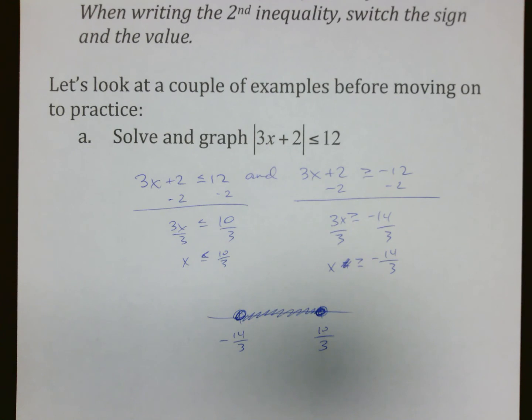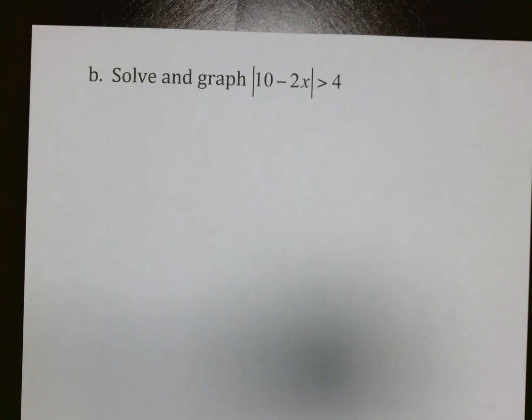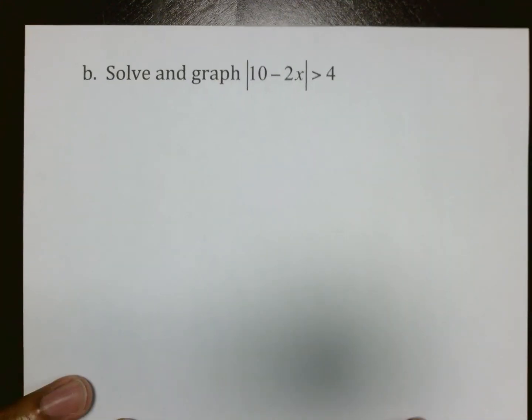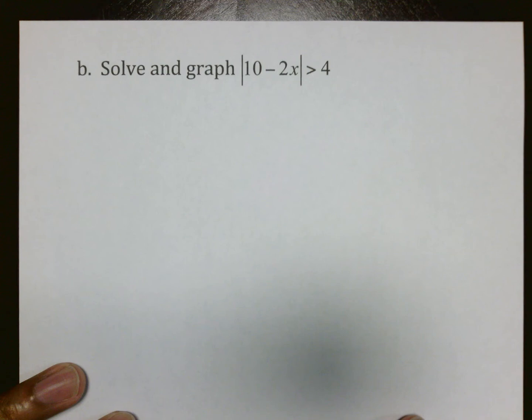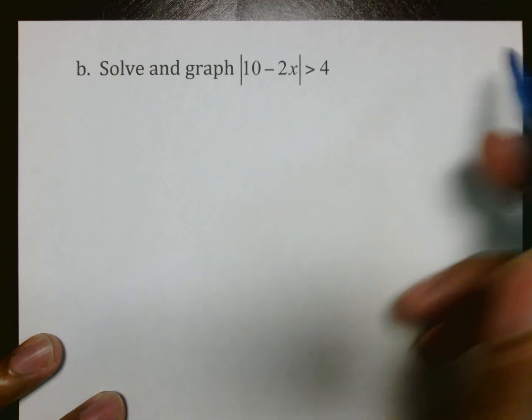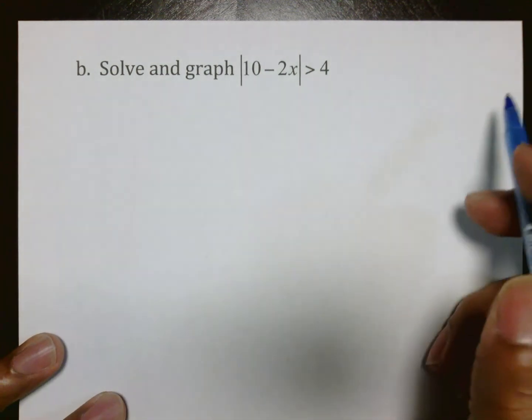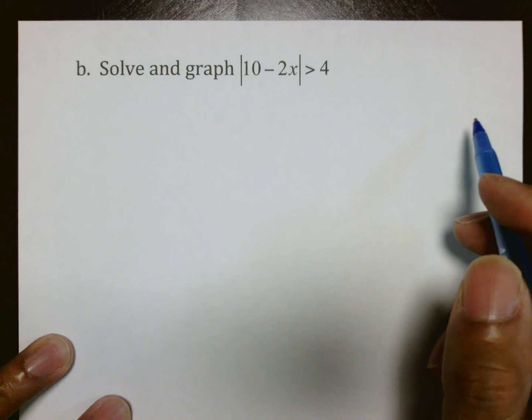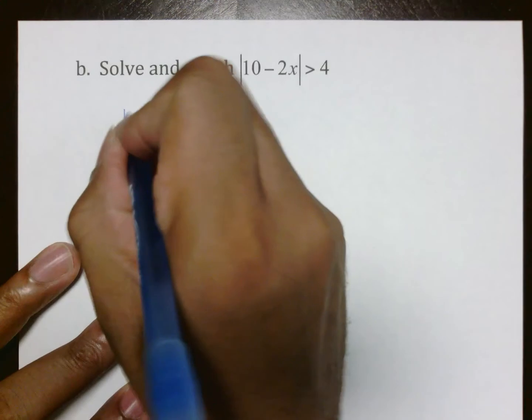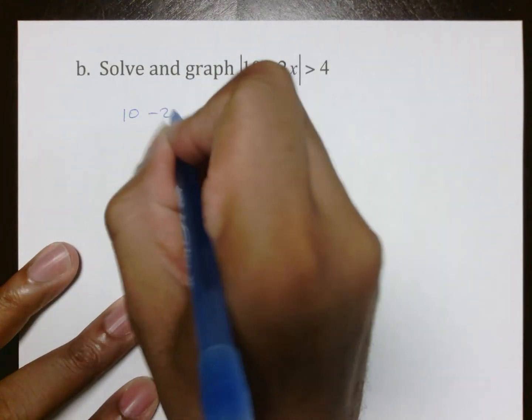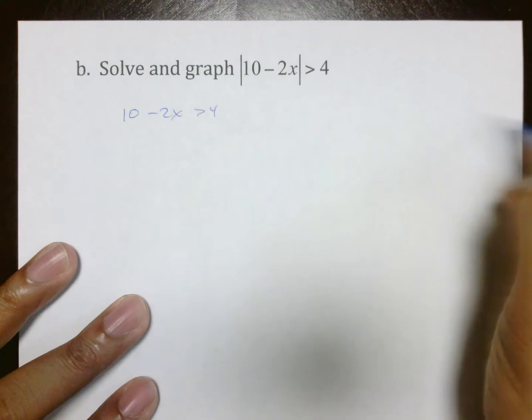Alright. One more example before we go to our homework for the day. Again, I just want to give you more practice than anything else, get you the main information and give you time to practice. Absolute value 10 minus 2x is greater than 4. So what we're looking at now is, again, write it without the bars. So 10 minus 2x greater than 4.